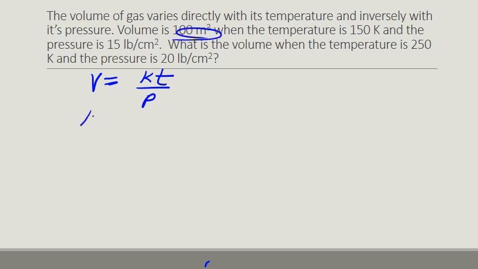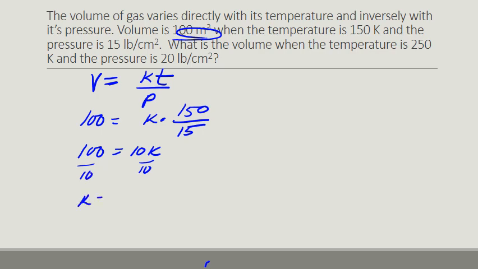So our volume is 100 equals k times the temperature 150 over the pressure 15. So 150 over 15 reduces to 10. And then if I divide by 10, k is equal to 10. Okay, so now volume is going to be 10T divided by P.